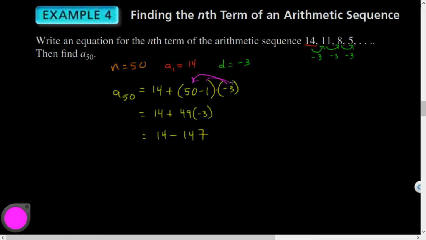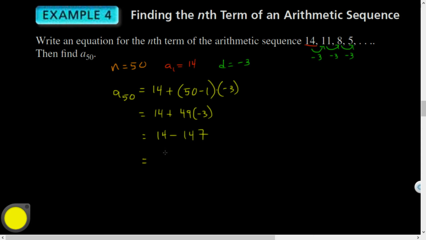You could have actually thought of this as distribution. Negative 3 times 50 would have been negative 150, and negative 3 times negative 1 would have been plus 3. And when I combine those, I would have gotten negative 147. So sometimes it might be easier to do distribution than it would be to do the subtraction first. Distribution is a time in which you can kind of override PEMDAS when you do so carefully.